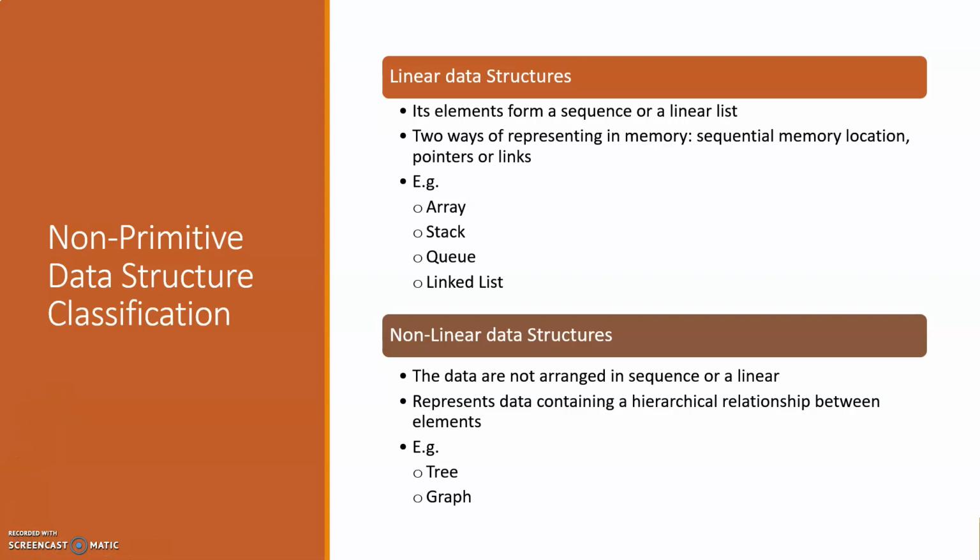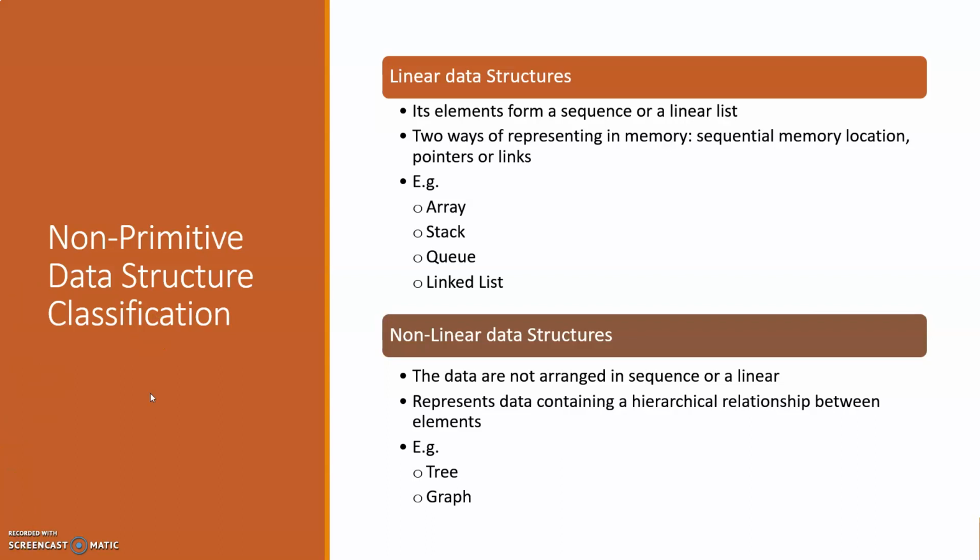A non-primitive data structure is said to be linear if its elements form a sequence or a linear list. There are basically two ways of representing such linear structure in memory. One way is to have the linear relationship between the elements represented by means of sequential memory location, and these linear structures are called arrays. The other way is to have the linear relationship between the elements represented by means of pointers or links. These linear structures are called linked lists. Common examples of linear data structures are arrays, queues, stacks, and linked lists.